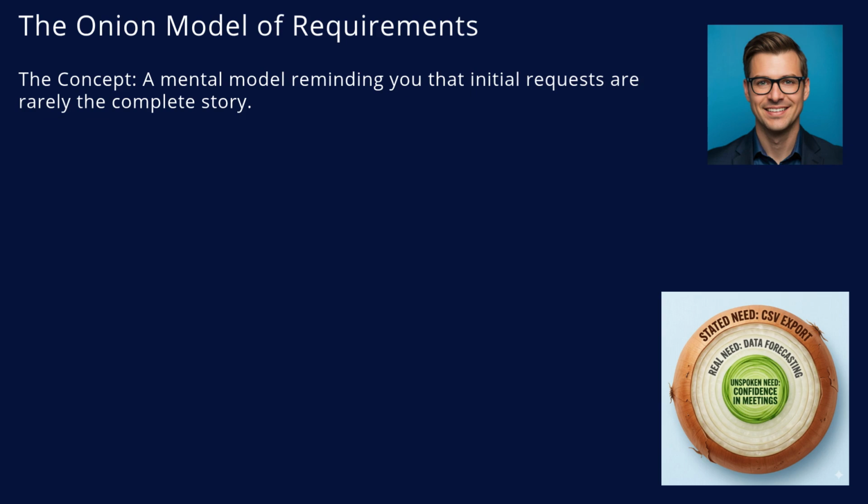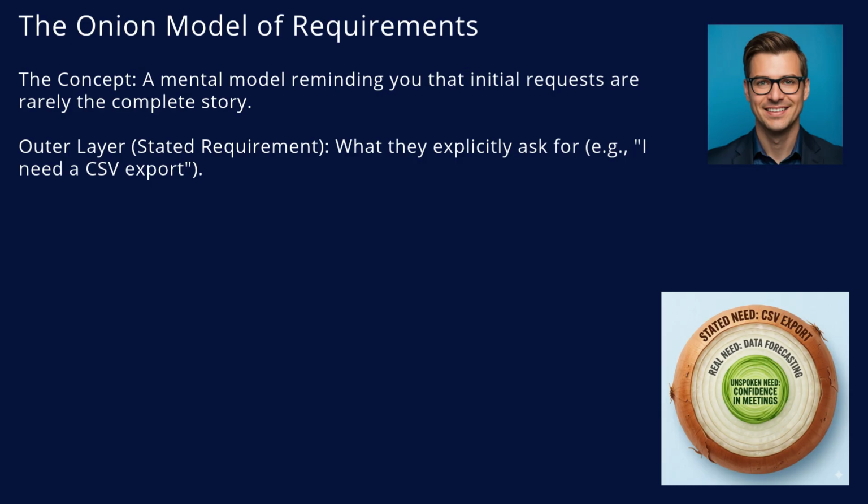The core concept is a reminder that the initial request a stakeholder makes is rarely the complete story. The tough, outer skin of the onion represents the stated requirement. This is what they explicitly ask for. A junior consultant hears, "I need a CSV export button," writes it down, and passes it to development.